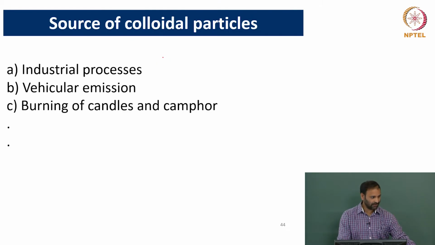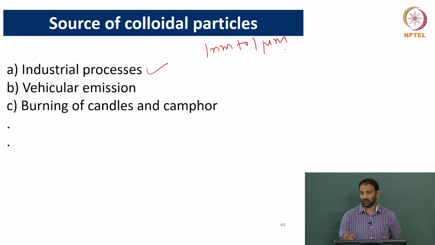The answer for that would be, it could come from any process, right? There could be an industrial process. You could have things like size reduction, for example. You have larger particles and you're trying to break them into smaller sizes. In that process, you could get particles which are again in this colloidal length scale. That could happen through industrial processes. It could also come from vehicular emissions, the lot of stuff that comes out from the vehicles.